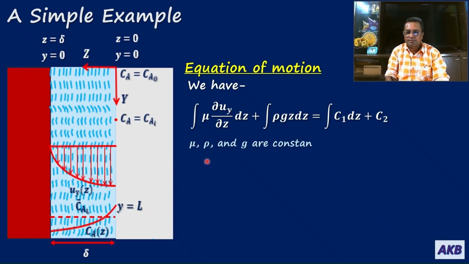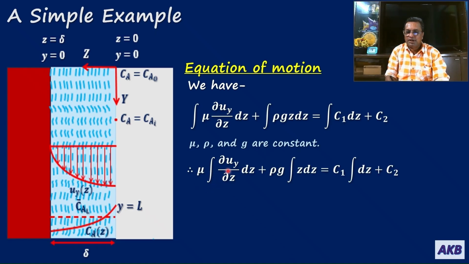Now in this case mu, rho and g, these are constant, so they will come out of the integral. So it will be mu integration of ∂uy/∂z dz plus rho into g integration z dz, that is equal to c1 integration dz plus c2, the constant of integration. So it will be mu into uy plus rho g integration of z dz is z square by 2. So it is rho g z²/2, that is equal to c1 z plus c2. And now I am going to call this as equation number 4.